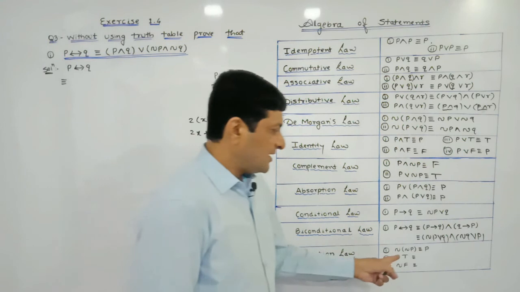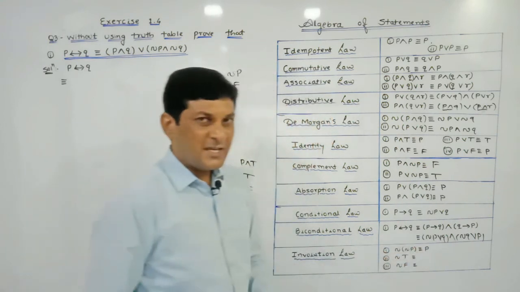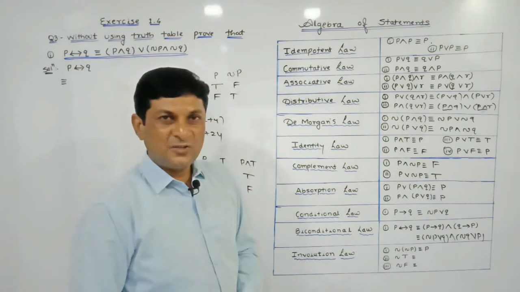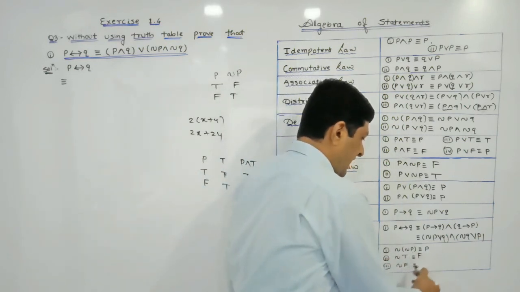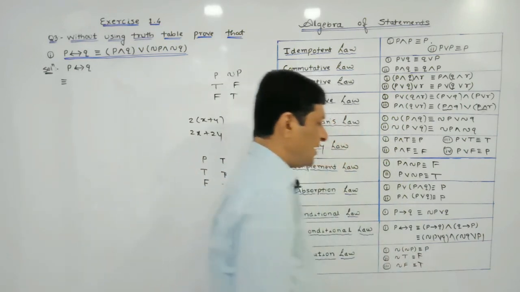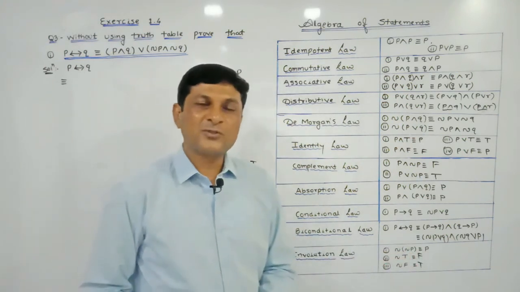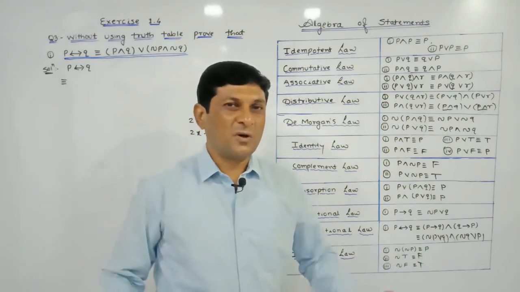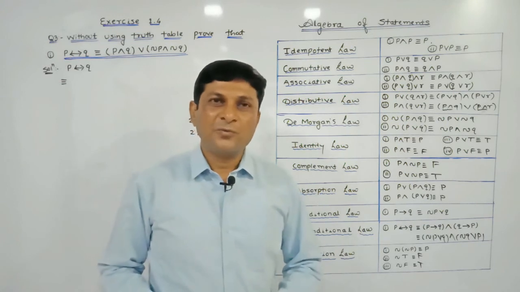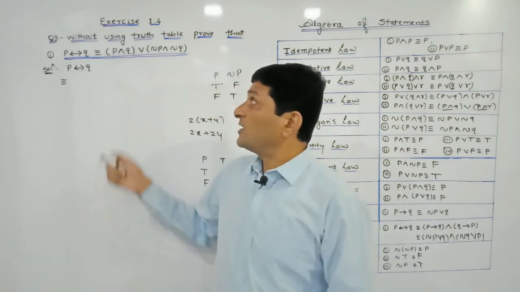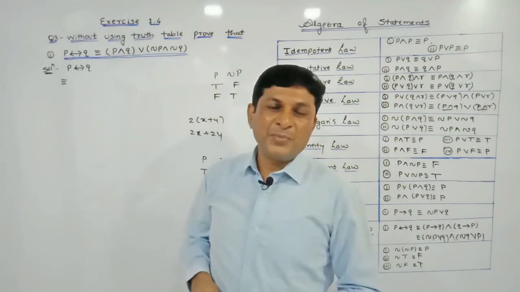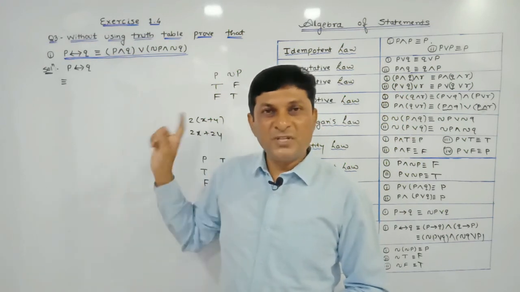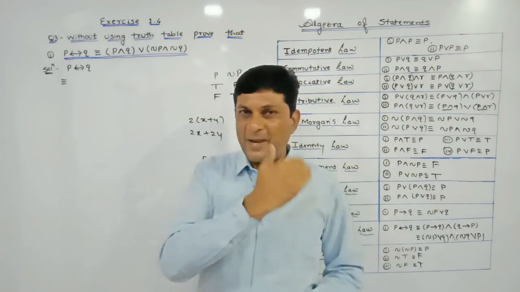Already we have seen that negation of negation P is what? P, and this result is called involution law. In the same way, negation of true is what? False, and negation of false is what? True. And these three important results are called what? Involution law. Applying all these laws, we have to solve question number 3 from exercise 1.4. So all the examples from this question, we have to solve applying these laws.